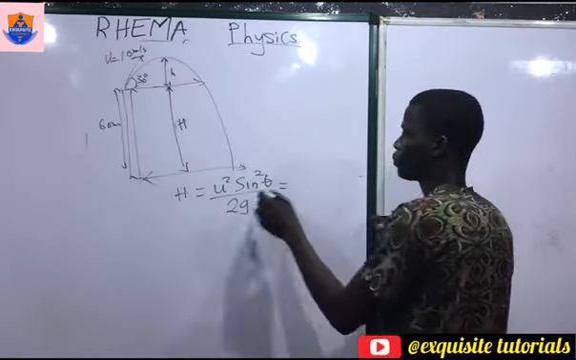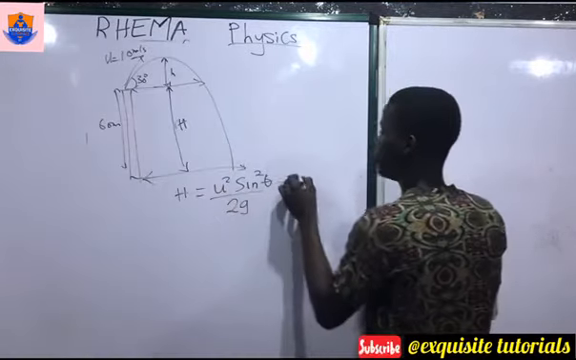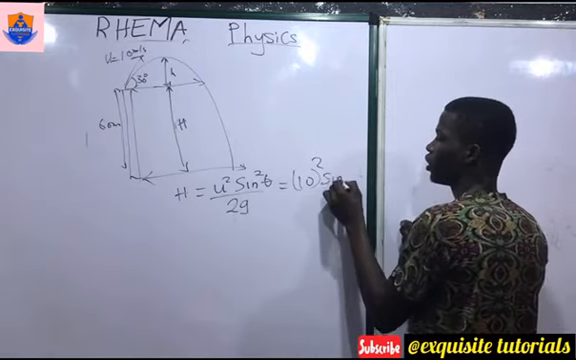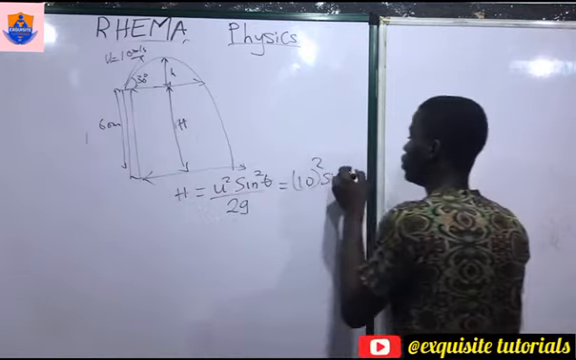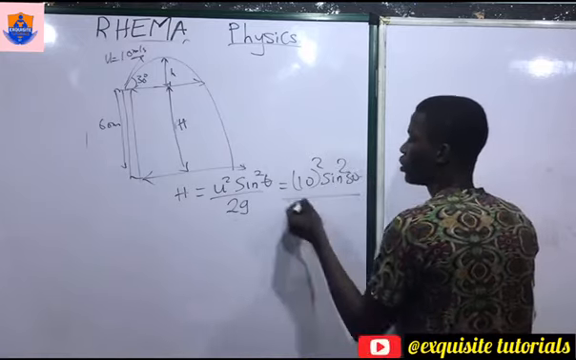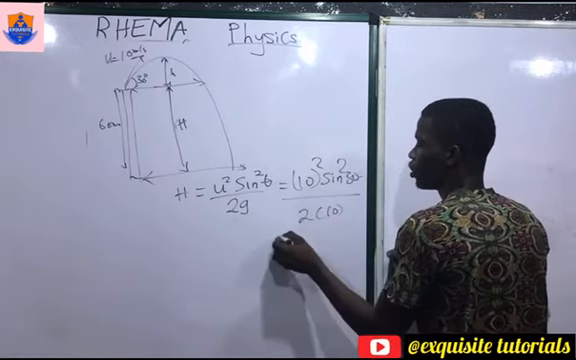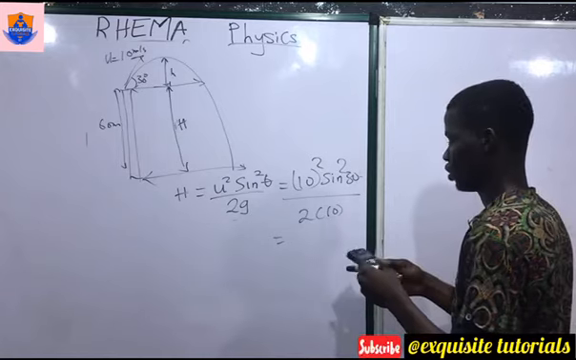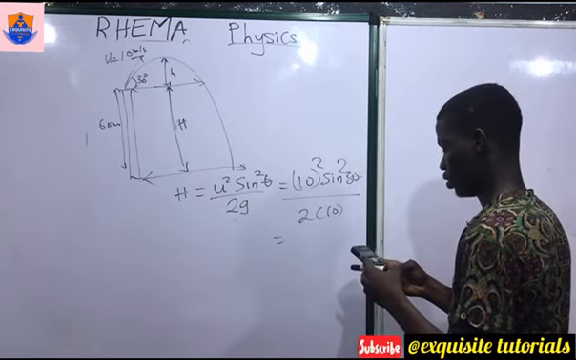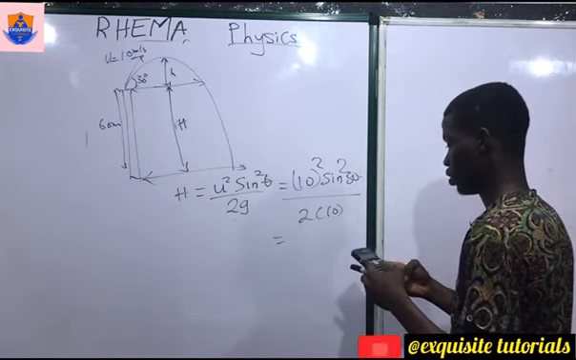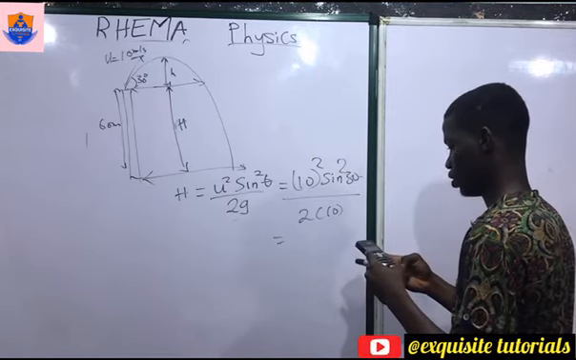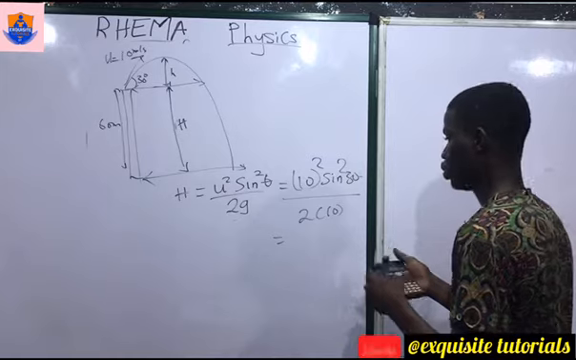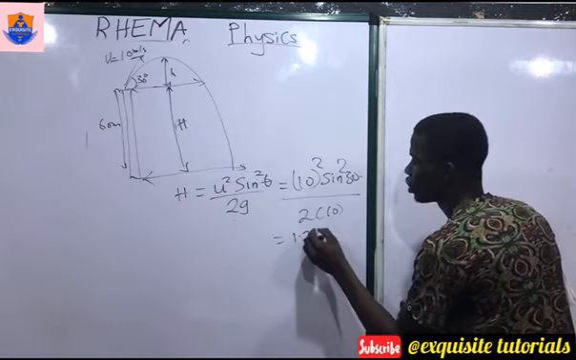So now, our u in this case is 10 meters per second. 10, we square it, sine. My angle is 30 degrees. So if you solve this, you'll be having 1.25 as your answer.